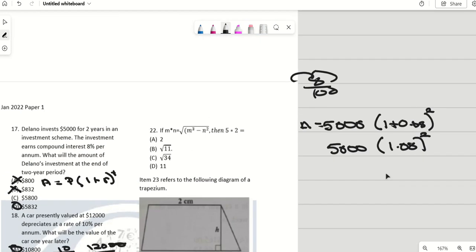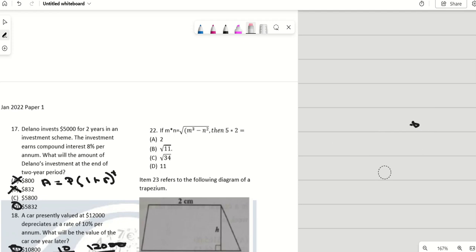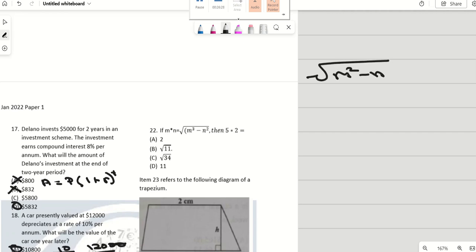All right, let's look at this one. Number 22, they said M asterisk N is the square root of M cubed minus N squared, right? So this one says that M asterisk N, the first value and the second value, is equal to the square root of M cubed minus N squared. If they say 5 asterisk 2, the first value is M, right? So it will be 5 cubed minus 2 squared.